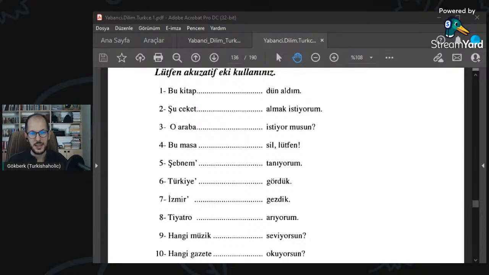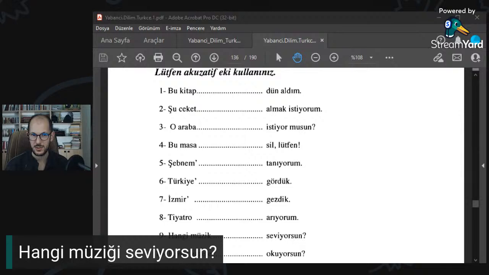So number nine is a special sentence. Why? Because we have the word music, which ends in the K sound. So let me write the correct one. Hangi müziği seviyorsun? So it's not hangi müziki, it's hangi müziği. Why? Because the K sound changes to the soft G. The soft G is similar to the Y sound, like the buffer Y, but it's a special letter in Turkish.